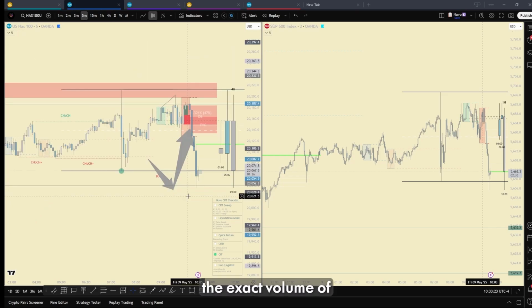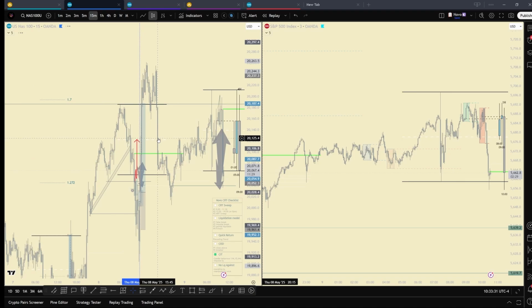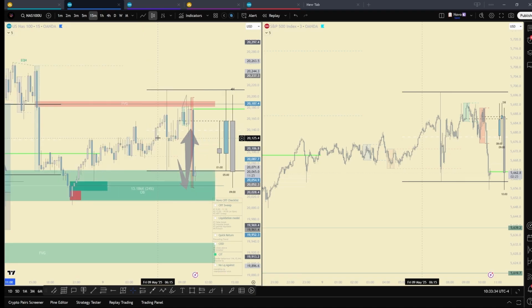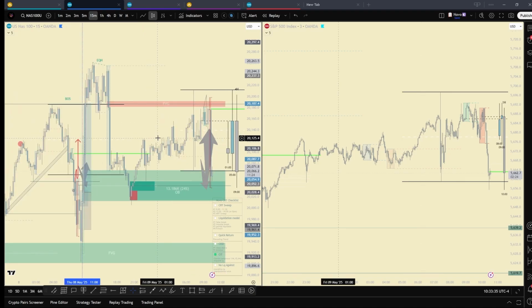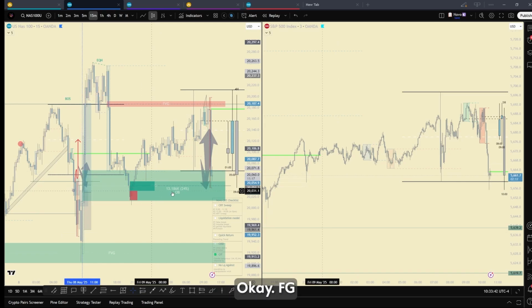Let's see the exact volume of each zone. We're having a lot of bearish volume, honestly. All our zones here. We have yesterday's. What time was this? 11 o'clock. Yesterday's 11 o'clock FVG and auto block. Okay.